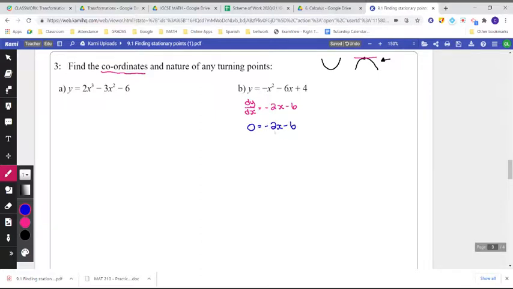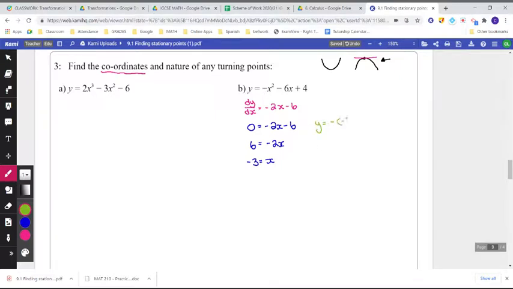So we need to solve for what x is. We're going to add 6 to both sides, and divide both sides by negative 2. So we know that the x part of our coordinate is negative 3, but now we need to find the y. Whenever you're trying to find a y value to go with an x value, you always go back to your original equation.